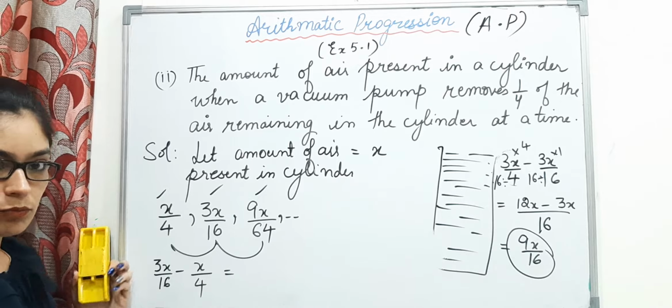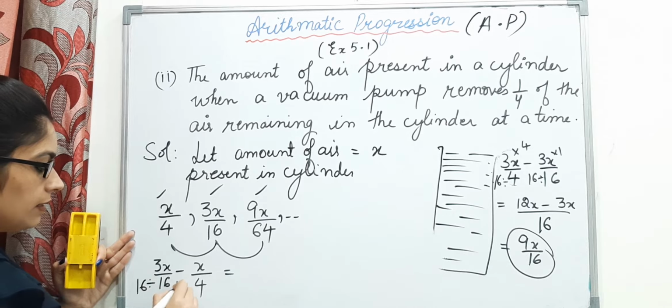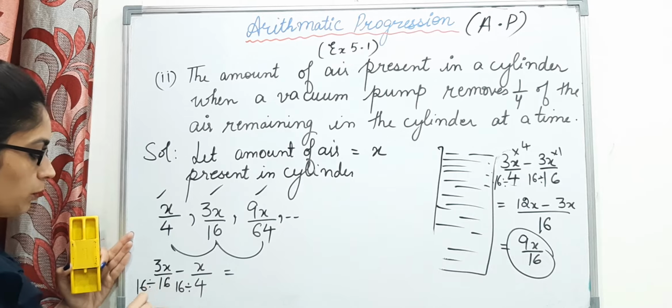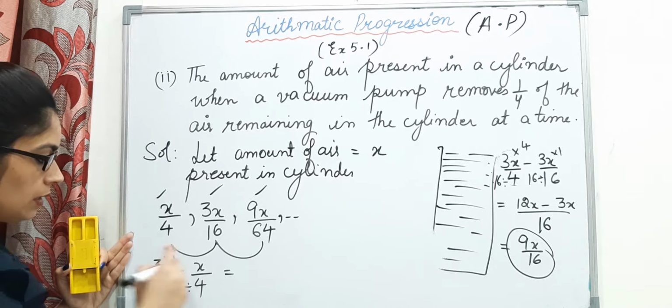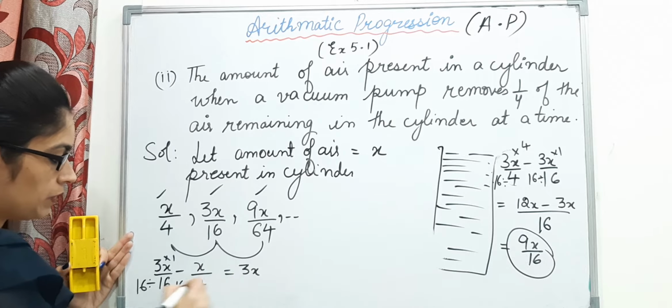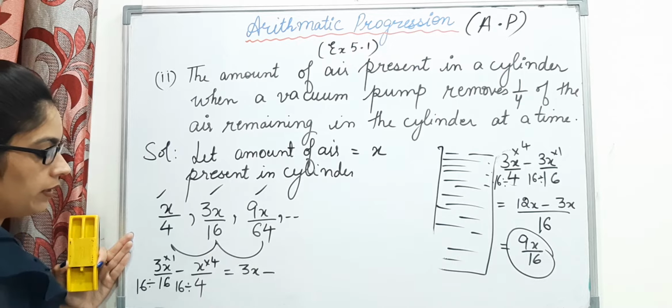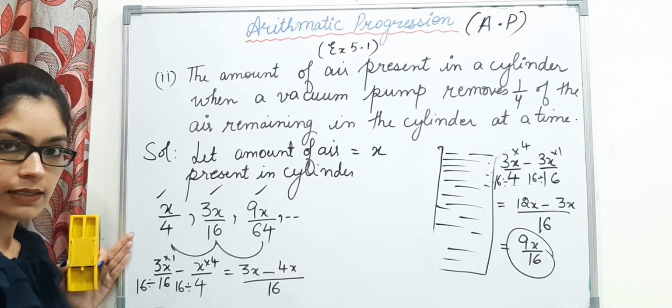So LCM, we have to take the LCM of 16 and 4, it will be 16 only, you can solve also. So divide the LCM with the denominator, and whatever answer you get, you have to multiply it with the numerator. So 16 divided by 16 is 1, 1 into 3x, 3x. Minus 16 divided by 4, it is 4, 4 into x, 4x by 16, as 16 is the LCM.